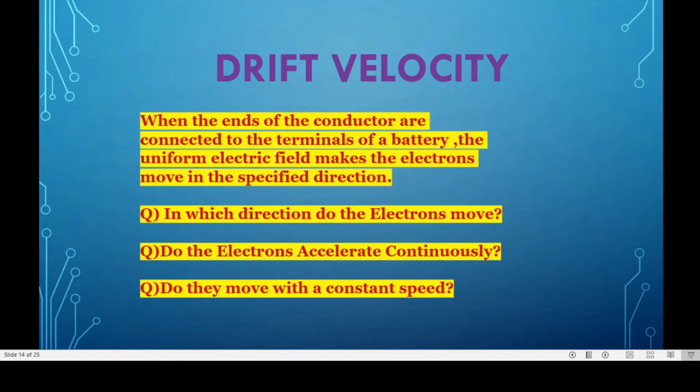But again, go back to the previous knowledge. When the ends of the conductor are connected to the terminals of a battery, the uniform electric field makes the electrons move in the specified direction. So the questions are, in which direction do the electrons move? Do the electrons accelerate continuously? Do they move with constant speed? These questions should be answerable.